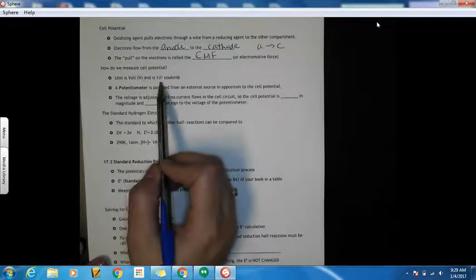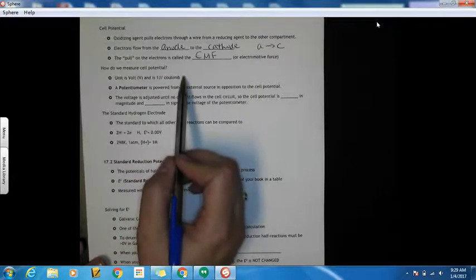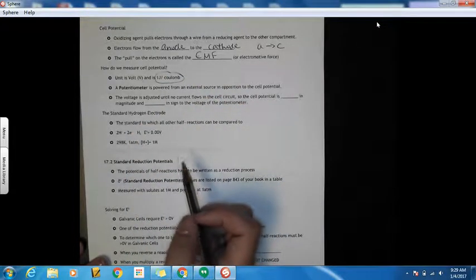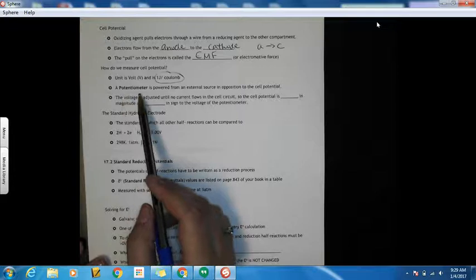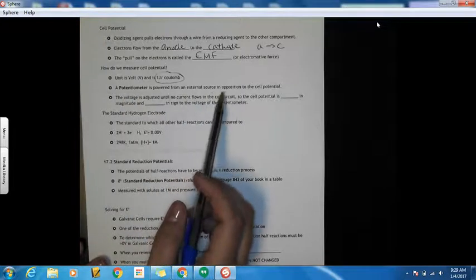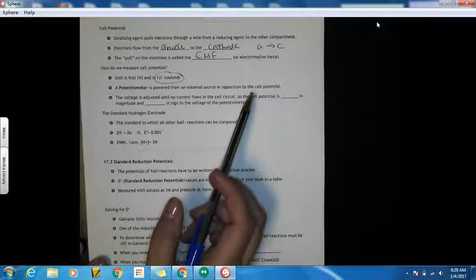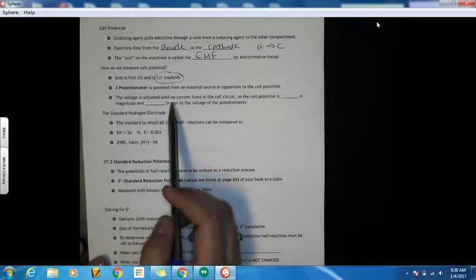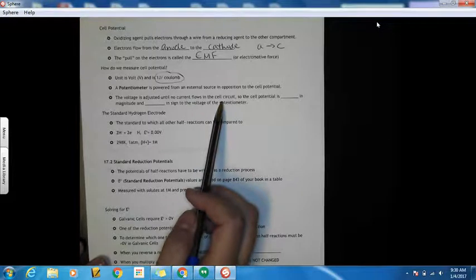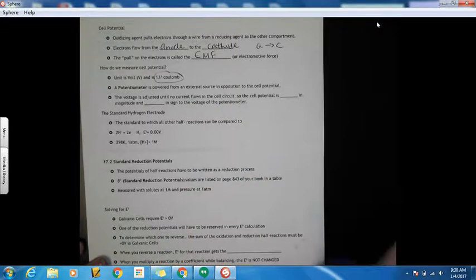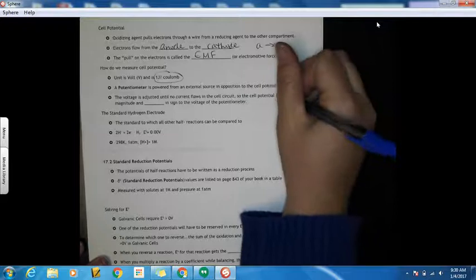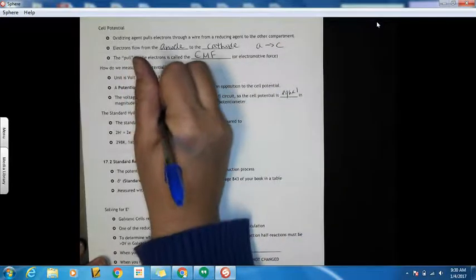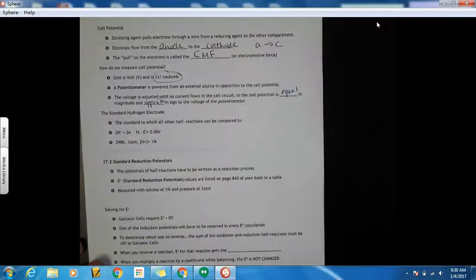Right? So the unit we measure cell potential in is called a volt. A volt is defined as 1 joule per coulomb. This distinction will become more important in our later section. The potentiometer is powered from an external source in opposition to the cell potential, and that's how we can measure that potential. The voltage is adjusted until no current flows in the cell circuit, so the cell potential is equal in magnitude and opposite in sign to the voltage of the potentiometer.